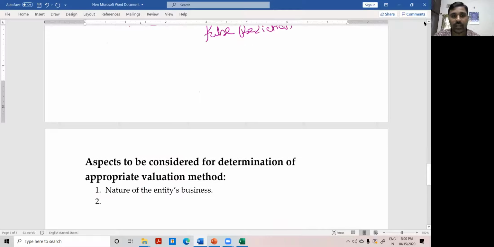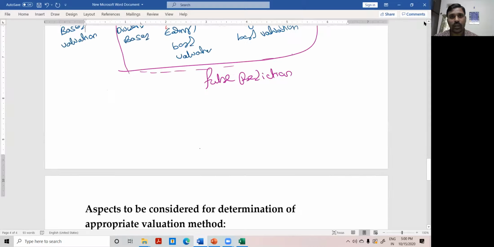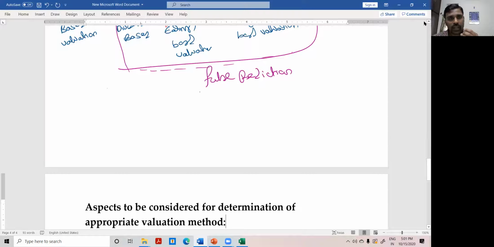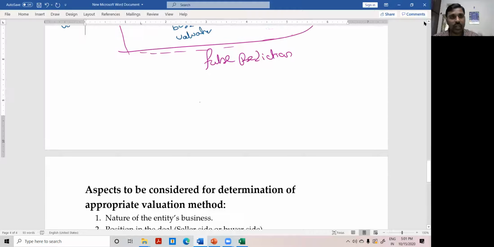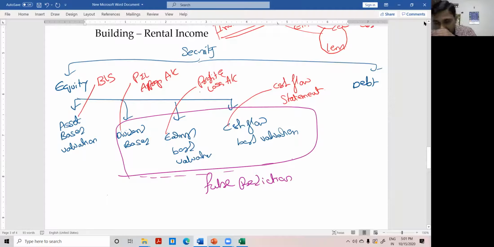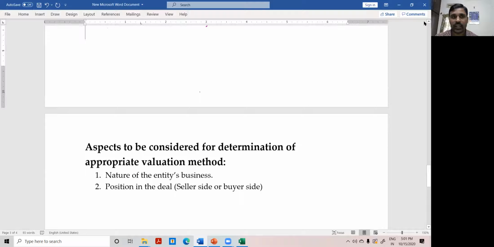So therefore, I should write the second element: nature of the entity's business and our position in the deal. Position in the deal means whether you are on the seller side or buyer side. From a seller's point of view, asset-based valuation is not good because his true worth is not getting reflected. For a buyer, it is good. So therefore, an amalgamated company may be willing to use asset-based valuation, but an amalgamating company may not be willing to sell their business based on asset-based valuation. That is the point.